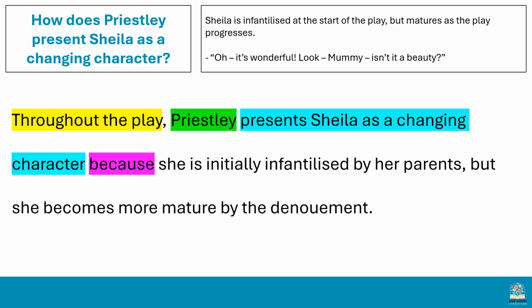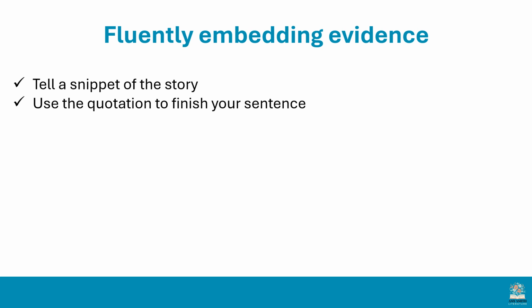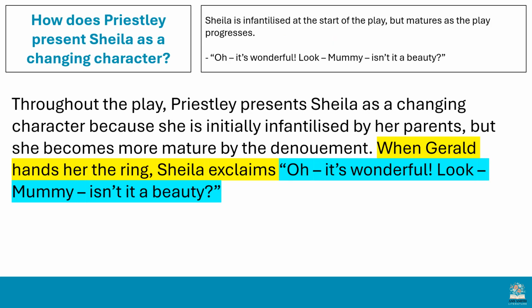In the previous video, we wrote our point sentence. We talked about the different sections of that sentence. So if you haven't watched that video, stop this one and go back and watch the previous one and then come back to this one. So when we're fluently embedding evidence, we're doing two things. Firstly, we're telling a snippet of the story, and then we're using the quotation to finish the sentence off. So here's our example. In yellow, I've told a snippet of the story. In blue, I've got my quotation to finish the sentence off. So in yellow, when Gerald hands her the ring, Sheila exclaims, and then in blue, "Oh, it's wonderful. Look, mummy, isn't it a beauty?" So very simple, snippet of the story, use the quotation to finish that off.